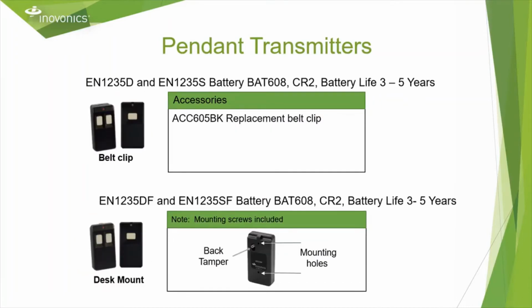The EN1235D and S and EN1235DF and SF are similar to the EN1233D and 1233S, but are either designed to be worn clipped to a belt or mounted to a desk. They also use a CR2 battery with a 3 to 5 year battery life, and the EN1235DF/SF have a back tamper for tamper detection.